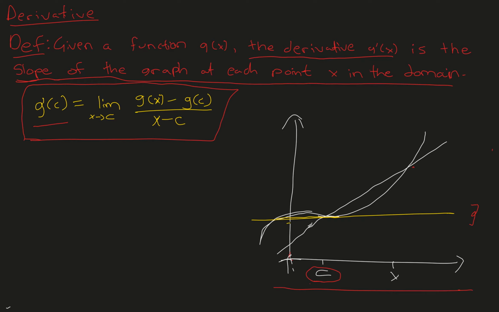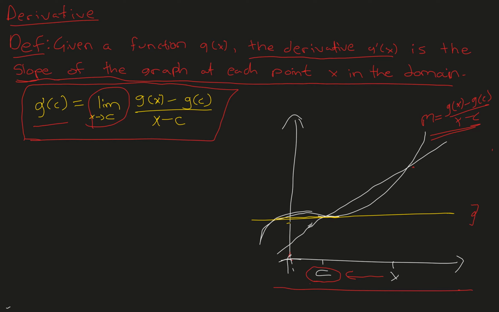So what we do is we consider any arbitrary line, which has the gradient g of x minus g of c over x minus c. This is just the definition of the gradient, as we all know. So the gradient between the point c and x is g of x minus g of c over x minus c. Now we'll consider the gradient as x approaches c. That's what this limit is saying over here: the limit as x approaches c.